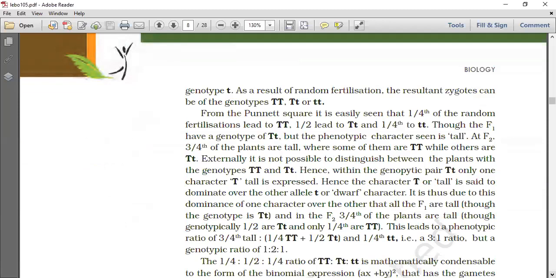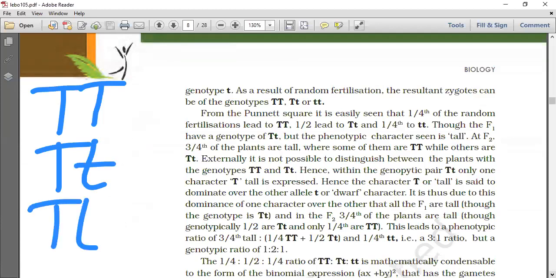So that is capital T, capital T, capital T, small t, small t, small t, which we got in the F2 generation. That is genotypically. Phenotypically we say 75% tall and 25% dwarf. So these are the plants that appeared in the F2 generation: 3 tall plants and 1 dwarf plant.